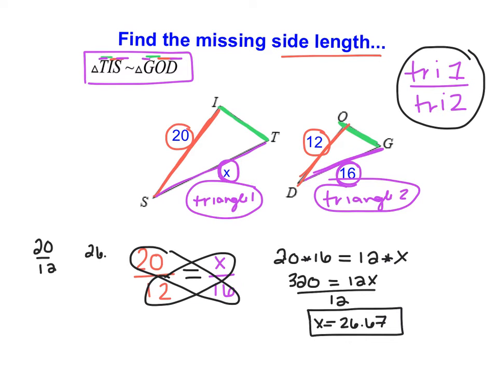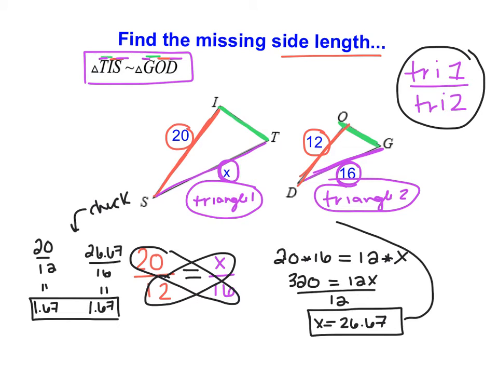And what that's telling me is that these two fractions, 20 over 12 and 26.67 over 16, if I divide both of them, 20 divided by 12 is 1.67, and 26.67 divided by 16 is also 1.67. So these become the exact same value. This is just some work to help us check that our answer was correct. If we use our knowledge of ratios and proportions, we can find that this missing side length, if these are similar triangles, would be 26.67.